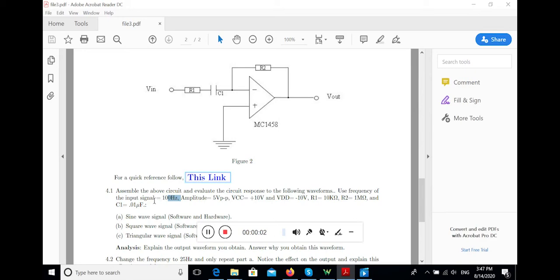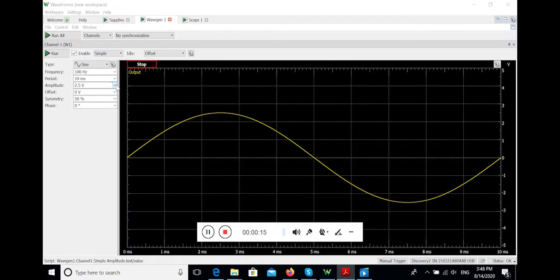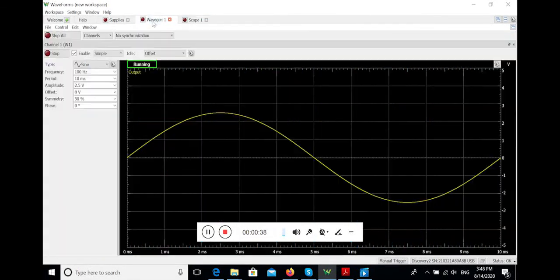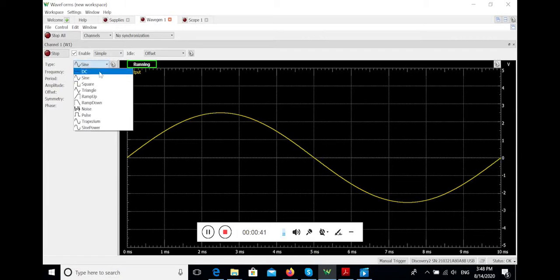So for this part we need to provide the 100 Hz 5 volt peak to peak voltage. Then we have the square wave and triangle wave. So wave generator 100 Hz, 2.5 volts amplitude, which means 5 volt peak to peak sine wave. Turn on the supplies, waveform generator and oscilloscope, and move to oscilloscope. You need to explain what's happening here. Then we move to waveform generator. This time square, as you have been asked here.